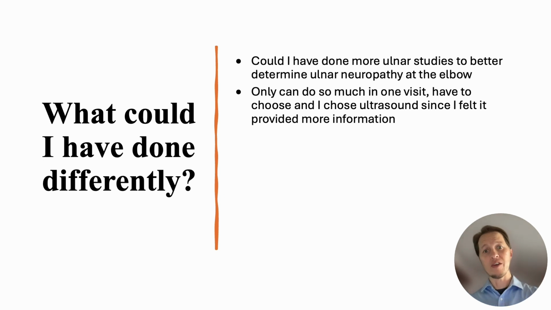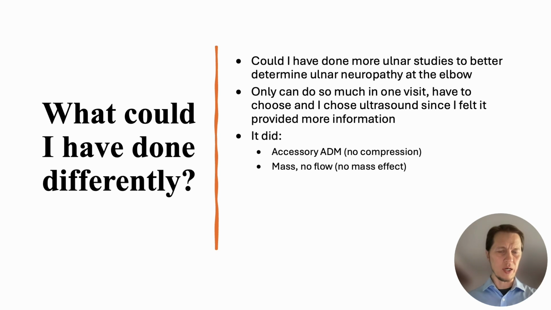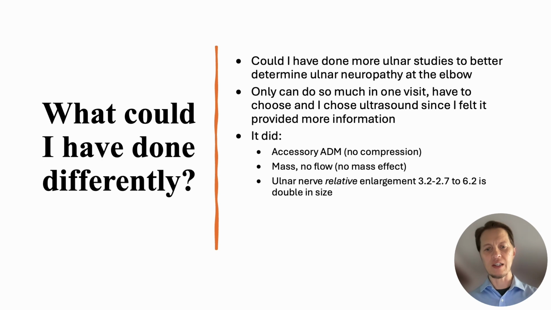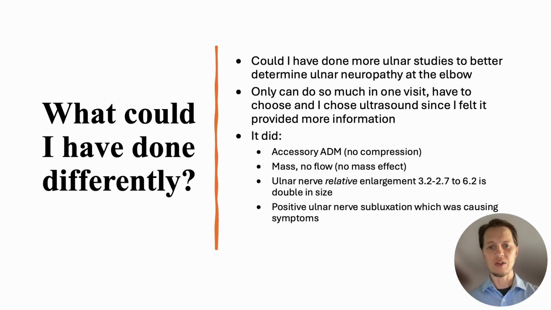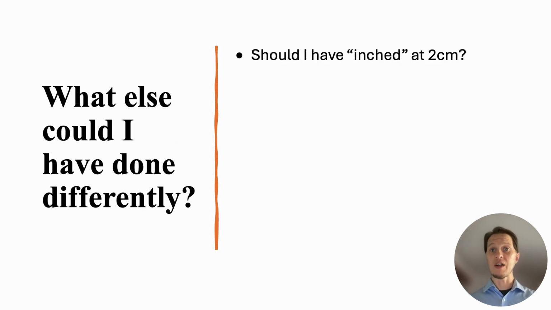I chose to dive in with ultrasound just because I find it is quite useful in certain cases like these. And in this case, it sure did. We found an accessory abductor digiti minimi, didn't put any compression. We found an obvious mass, got an MRI, and it's a ganglion. There was no mass effect this time. The ulnar nerve is relatively enlarged, double in size. 3.2 to 6.2 is significant in my mind. And there was subluxation with elbow flexion, which this time caused symptoms. Many times we get ulnar nerve subluxation that is asymptomatic and we don't worry about it, but this time it caused symptoms. So I felt that the ultrasound was valuable.